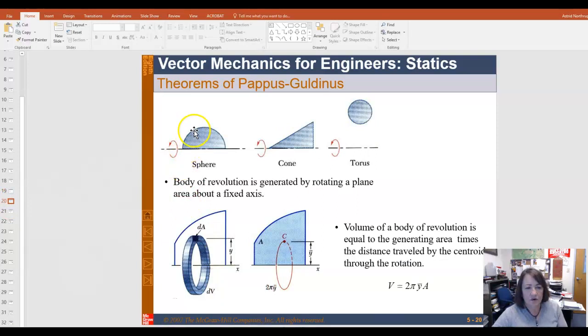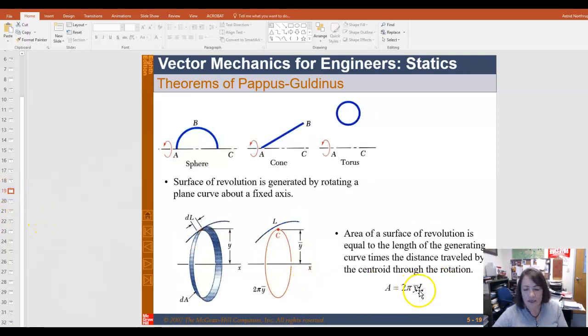All right, so like we were saying, if you have a half circle, this is a volume. If you have a half circle and you spin it about the axis, that would be a sphere. This would be a cone, and this would be a torus. And in each case, to get the volume, it's 2 times pi times y bar times the area of that shape. And if you compare that to the surface area, it's 2 pi y bar times L, or the length.